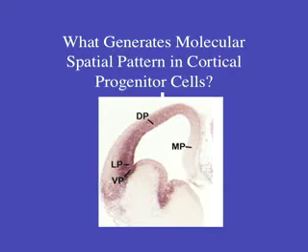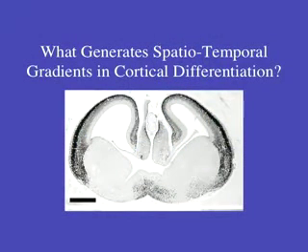What I'm going to tell you about today is what generates molecular spatial pattern in the developing cortex. In this case, these are the progenitor cells and stem cells of the cerebral cortex. So what generates spatial pattern within the progenitors of the neocortex? Another question I'll address is what generates the pattern of generation of neurons over space and time?